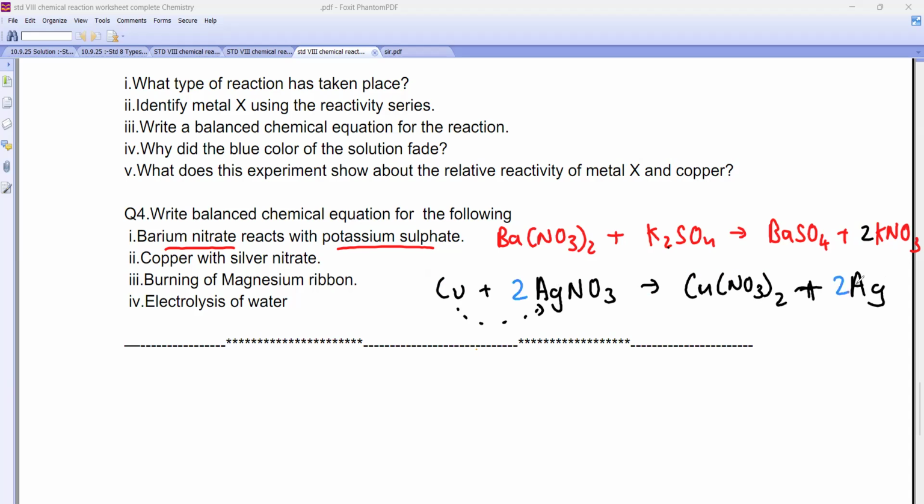Balance. Magnesium ribbon is burned. Magnesium is burnt in air. I got MgO, magnesium oxide. You have to do 2 and 2.